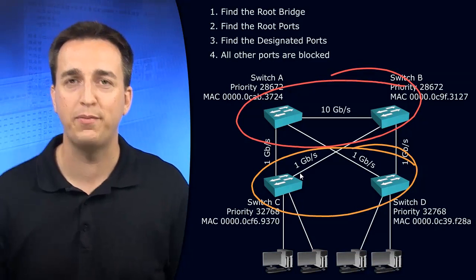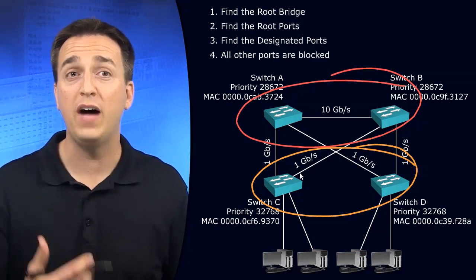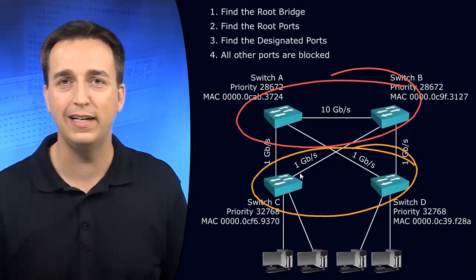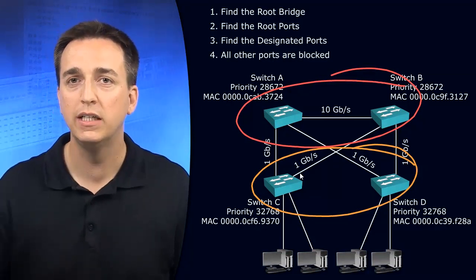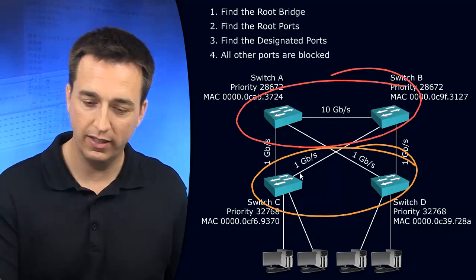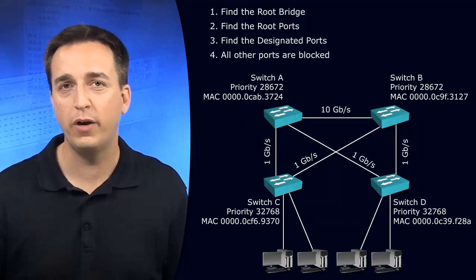Let's go through the steps together that Spanning Tree Protocol would go through to find the root bridge, find the root ports, find the designated ports, and ultimately find the blocked ports in this typical enterprise campus architecture switch block. Let's do that together here. First one, find the root bridge.